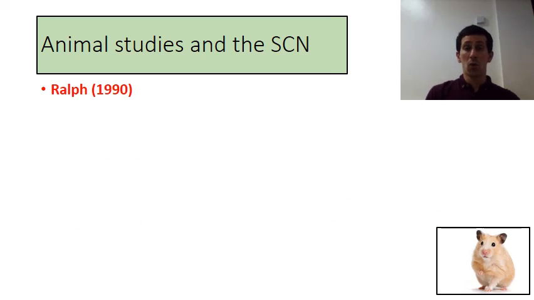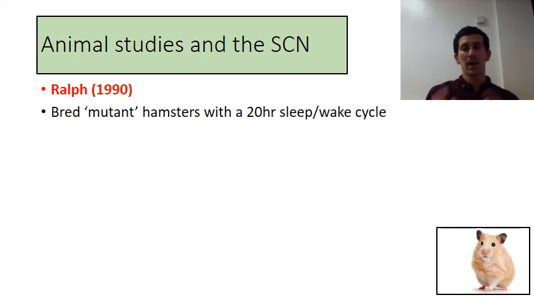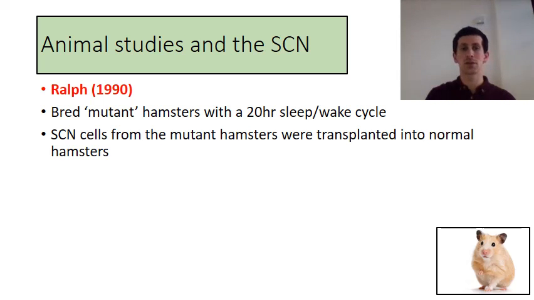So there are more animal studies on the SCN rather than just terminating the SCN in a load of chipmunks. And Ralph, what he did was he bred 30 mutant hamsters with a far shorter sleep-wake cycle. So they made their sleep-wake cycle only 20 hours. And then he took the SCN cells from these mutant hamsters' brain and transplanted them into the brains of normal hamsters.